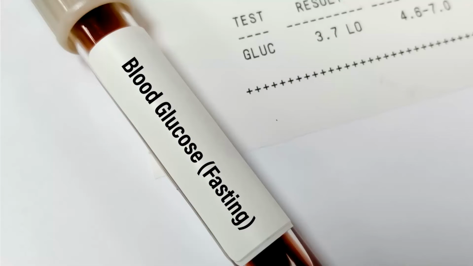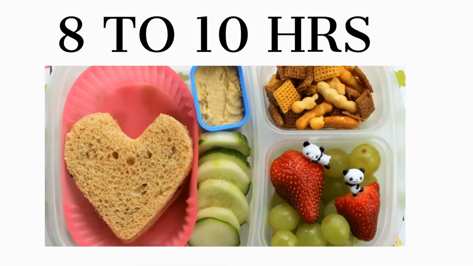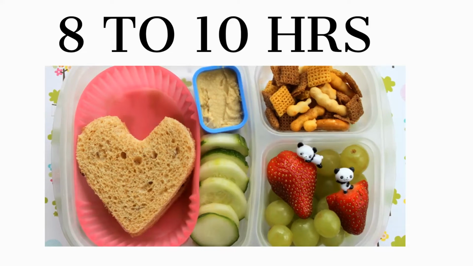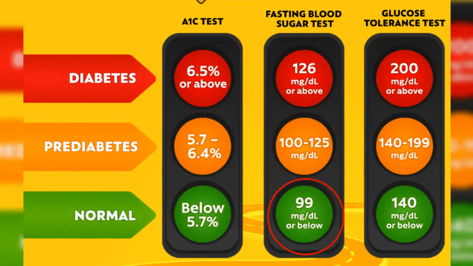Fasting blood glucose tests require that a person not eat for some time, usually as little as 8 to 10 hours. A fasting blood glucose level of 99 mg per deciliter or less is average. 100 to 125 mg per deciliter indicates prediabetes, and 126 mg per deciliter or more indicates diabetes.